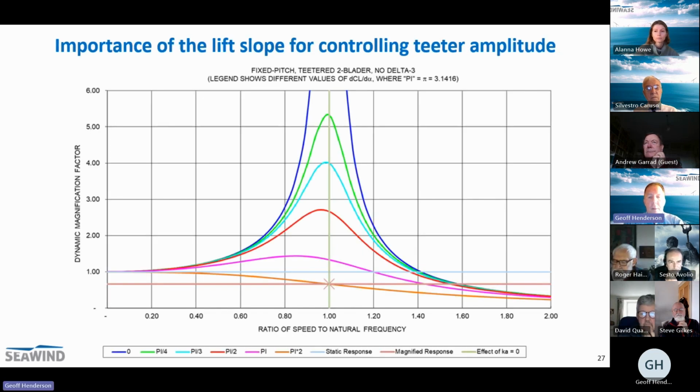which means that so long as you're on the lift slope, you are operating somewhere between the orange and the pink lines here with very, very low dynamic magnification. But if you lose damping altogether, if dCL/d alpha integrated over the rotor equals 0, then in principle you've got infinite amplitude, and the turbine will bang itself to pieces if it does the stall regulation properly, I believe.